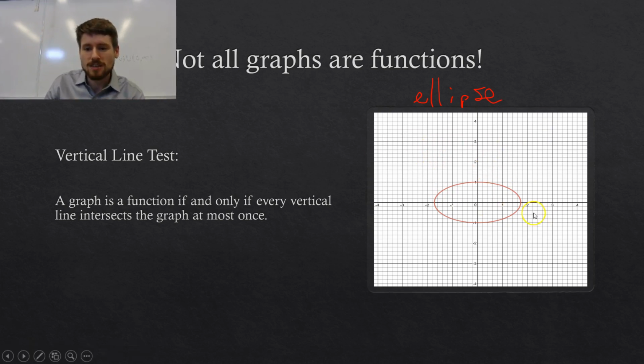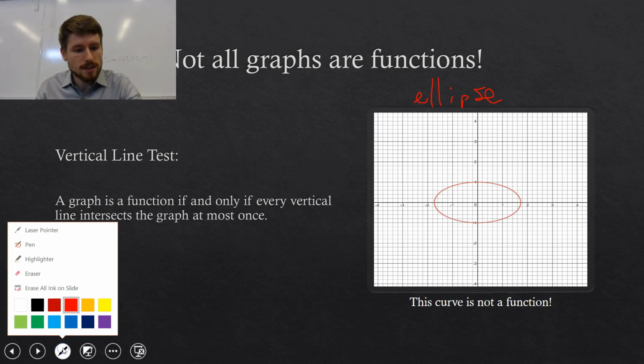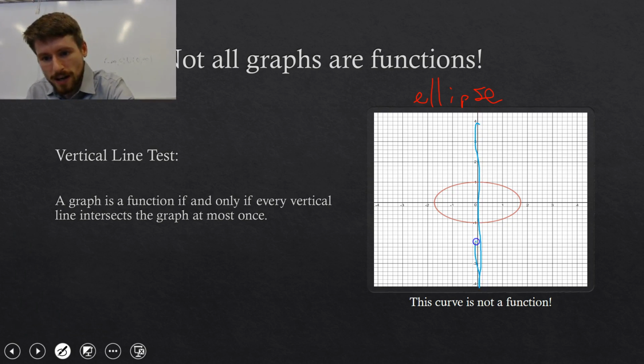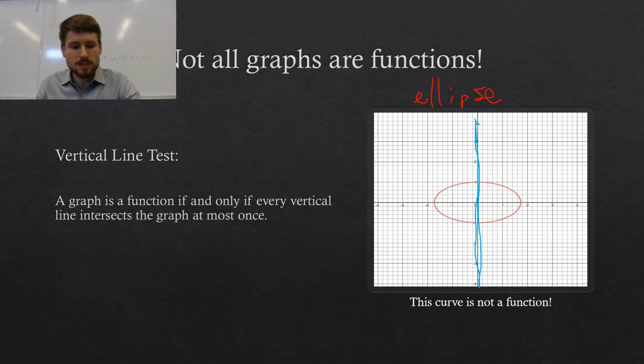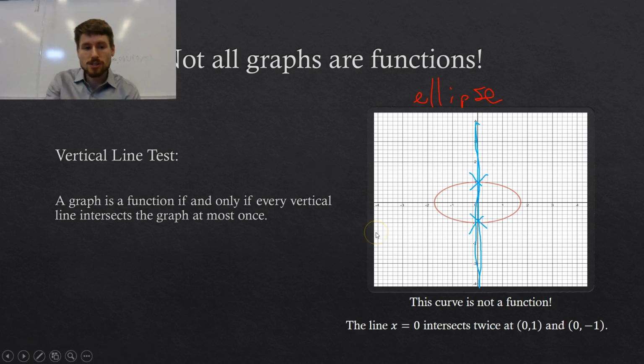But anyway, this ellipse is not a function because it fails the vertical line test. For example, if you draw a vertical line here when x equals 0, you'll see it hits twice, right? We hit here and we hit again there. And so we intersect the graph twice, once at (0, 1), the other at (0, -1). That's not a function because it fails this vertical line test.